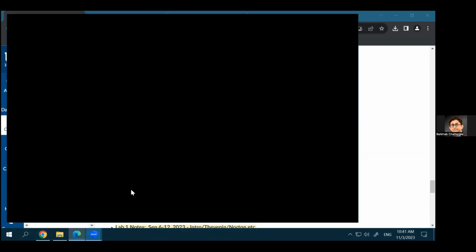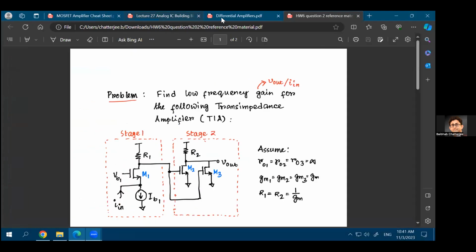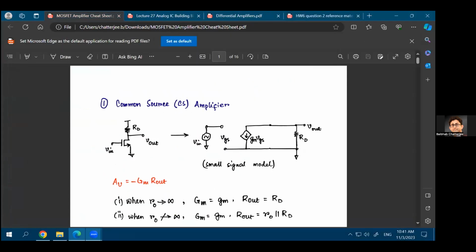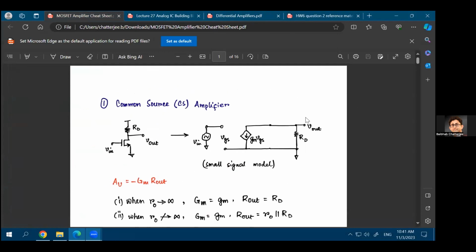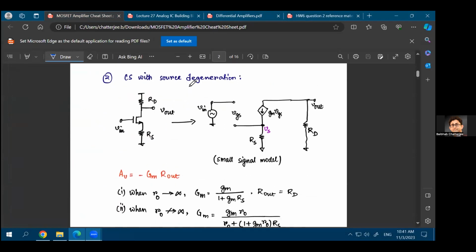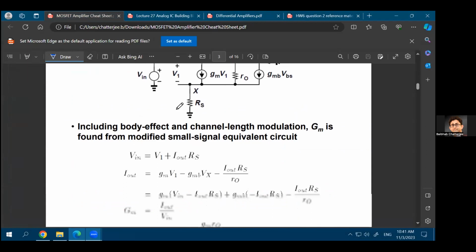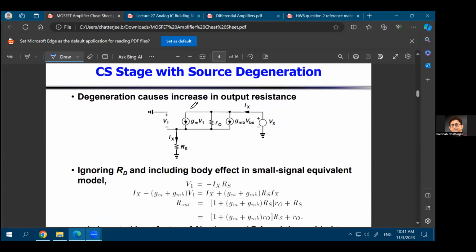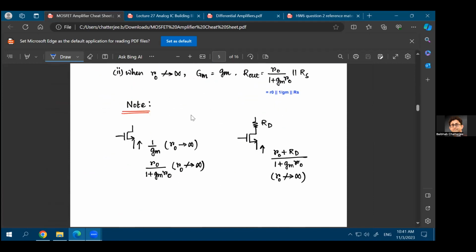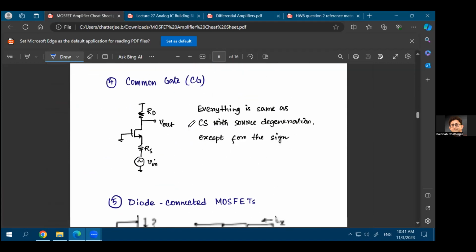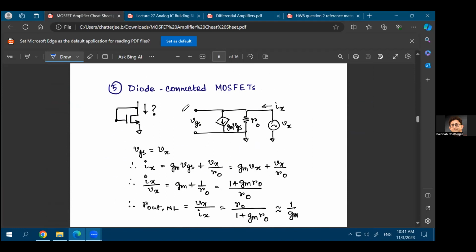Okay, so we'll start our discussions where we left off in the previous class. We were discussing this MOSFET amplifier cheat sheet that you can use for analyzing any kind of amplifier-based circuits which involve MOSFETs. We have looked into common source amplifiers, common source with source degeneration, and all the derivations of the common source stages with and without source degeneration. We have looked into common drain and common gate. Those are the different topologies that we have looked into.